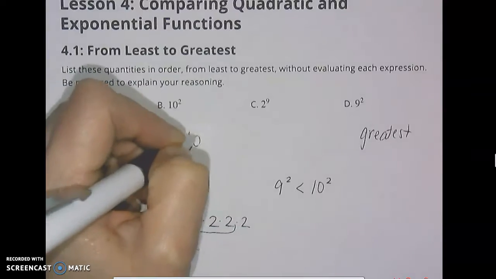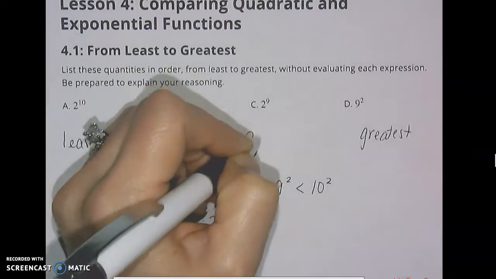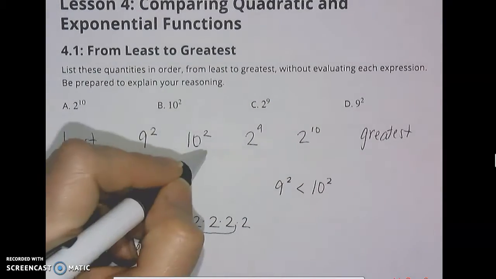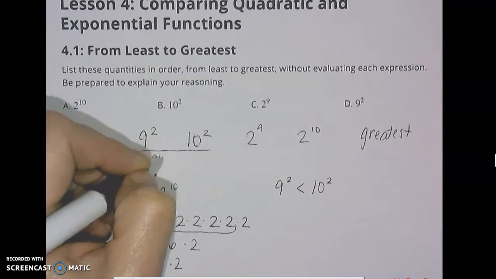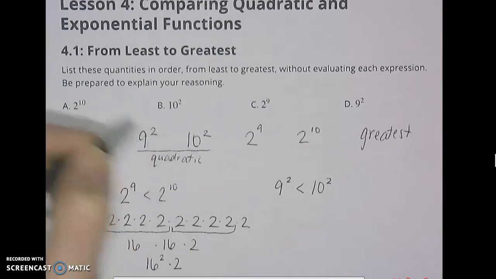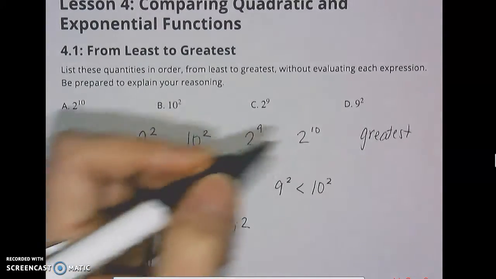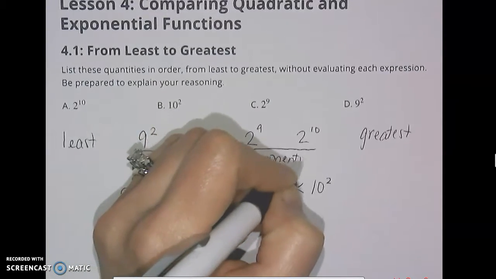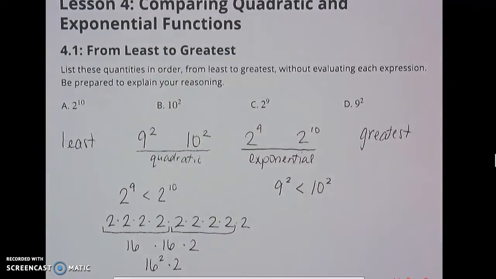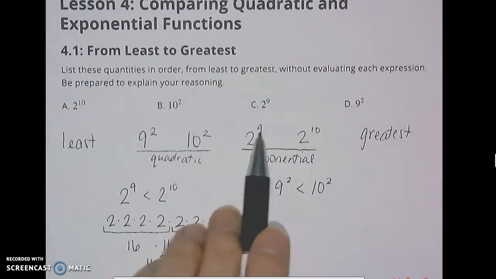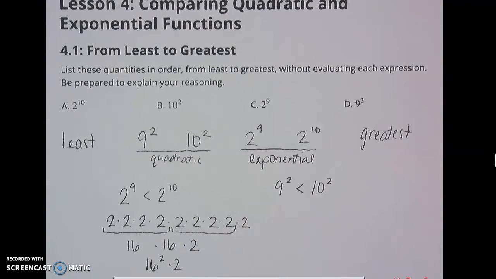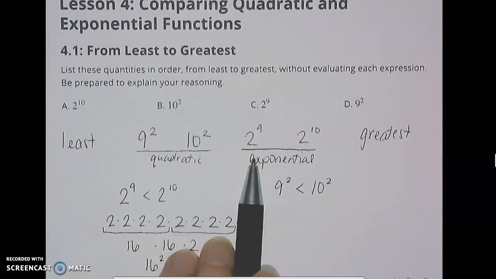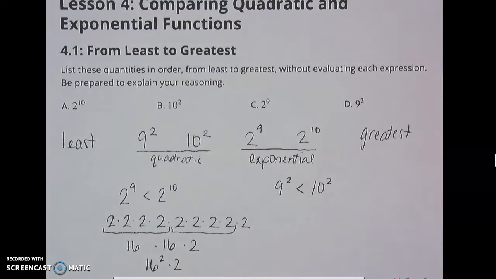The next one would be 10 squared. Then we would have 2 to the 9th. And last, the greatest one is 2 to the 10th. So here, these two are quadratic because they have an exponent of 2. Here, these two are exponential because, based on what we've seen from our last unit, when they have the same base and the variable's in the exponent, that means that it's an exponential. So here we're noticing that the quadratics are smaller than exponentials.